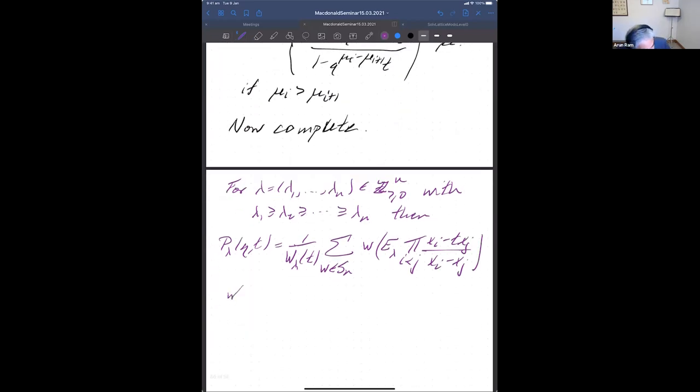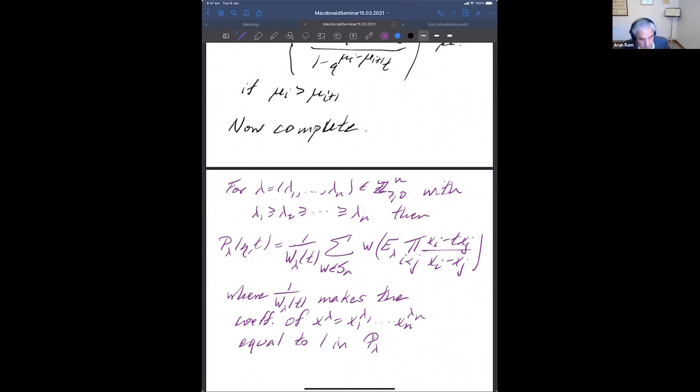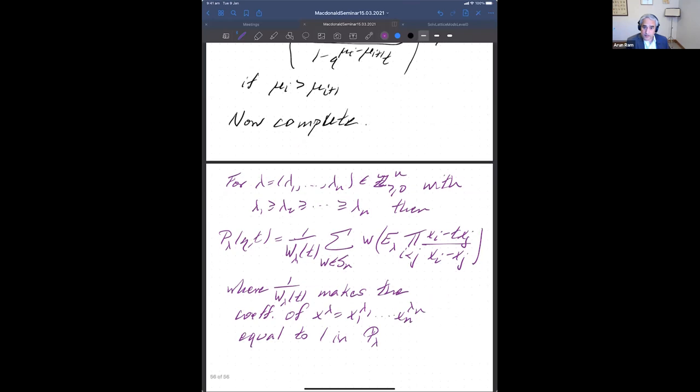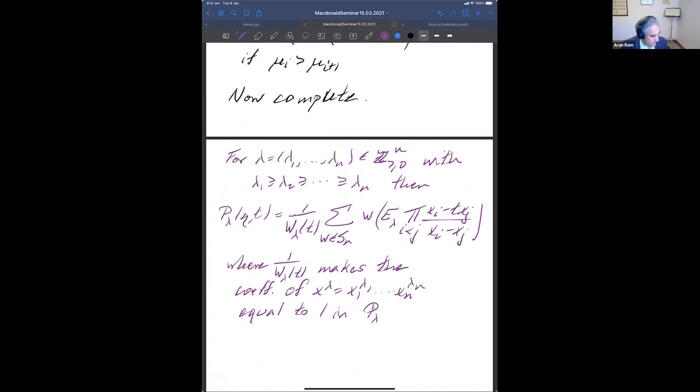Okay, so here, this one over w lambda t makes the coefficient of x to the lambda, by which I mean x1 to the lambda 1 up to xn to the lambda n, equal to 1. All right, so you just do the symmetrization and you compute, and then you renormalize to make the coefficient of x to the lambda be equal to 1. And so hopefully this gives us a definition now of the symmetric McDonald polynomial.